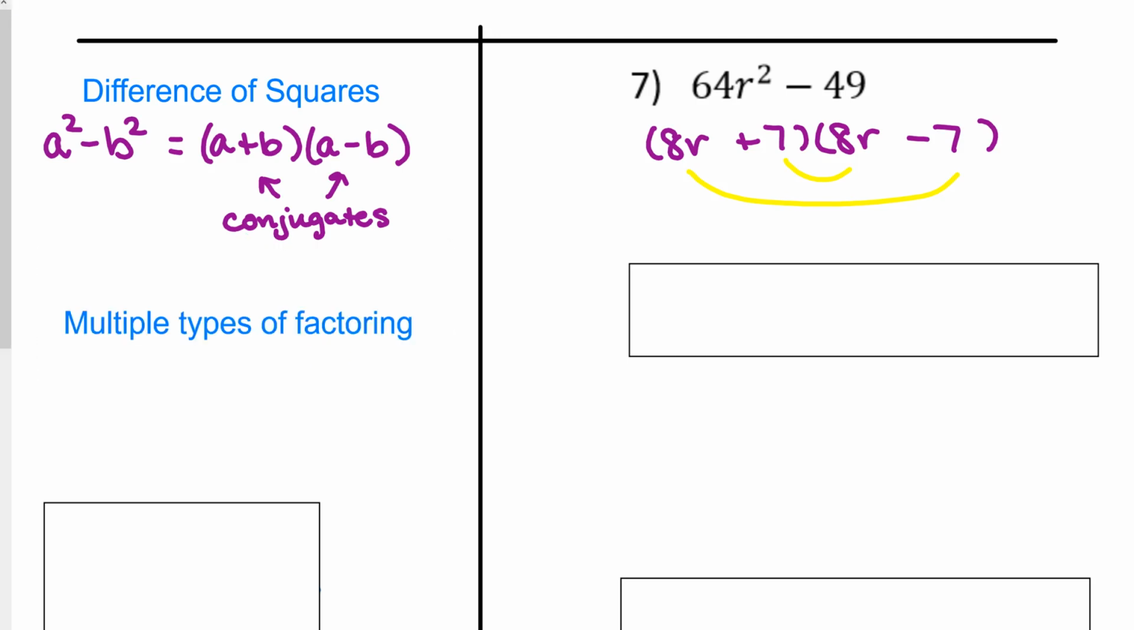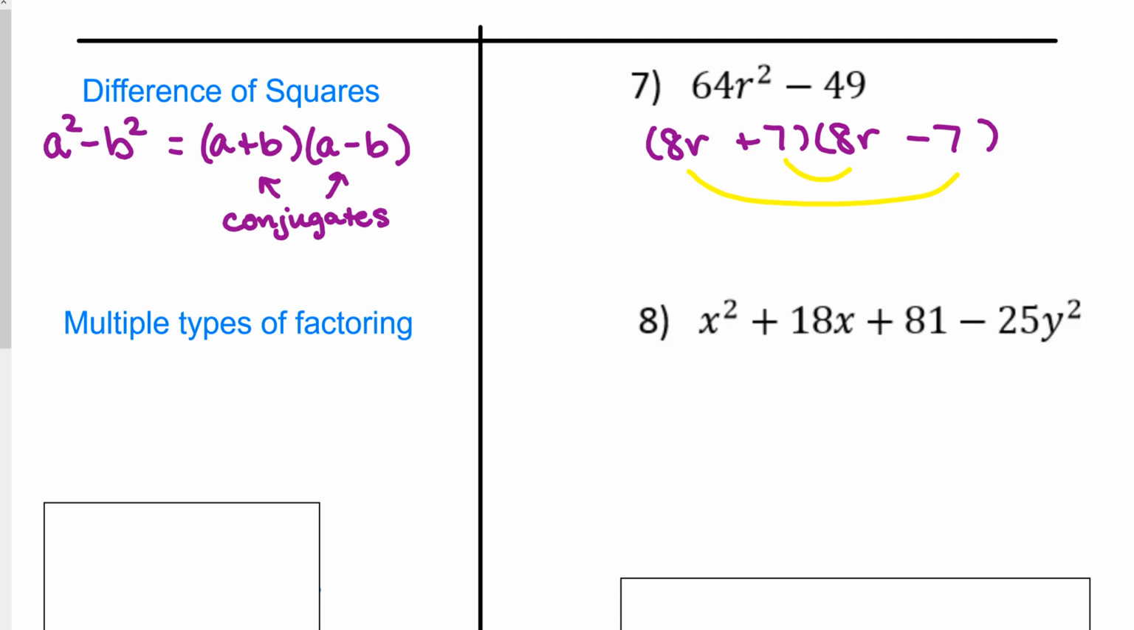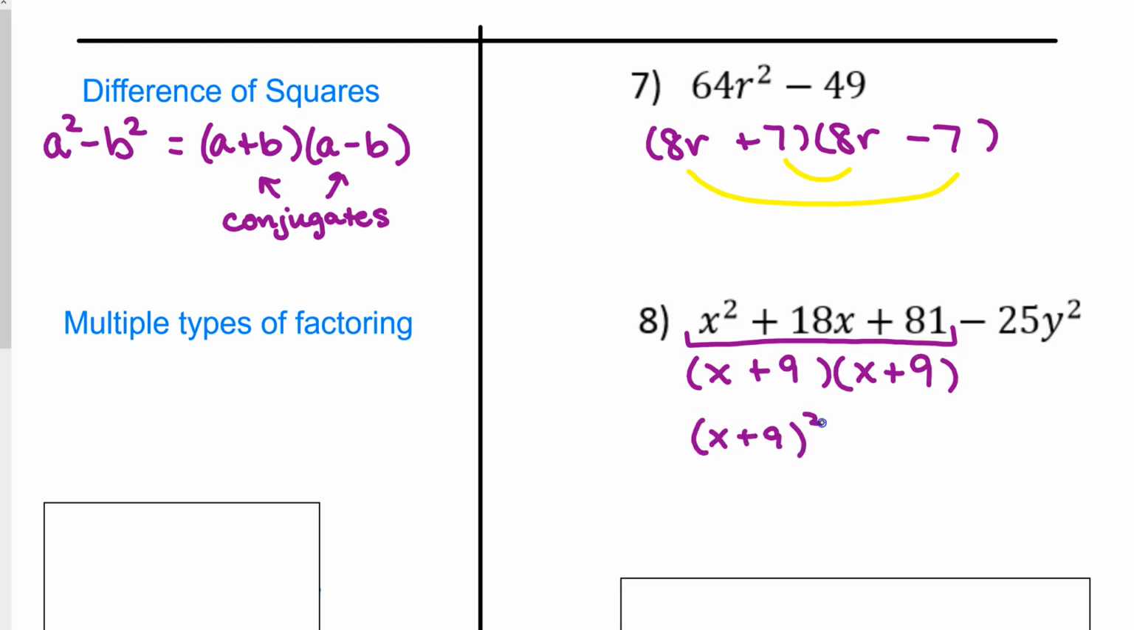All right. So we're going to combine multiple types of factoring. Sometimes there's one kind of factoring in a problem, but sometimes there's more than one kind of factoring in a problem. So number 8 here, we're looking at something that has 4 terms. When you look at the first 3 terms, you might notice that that looks like a perfect square trinomial that you could factor. So if we factor that part, we can factor it into x plus 9 times x plus 9, or if we consolidate those together, x plus 9 quantity squared. And we still have minus 25y squared.